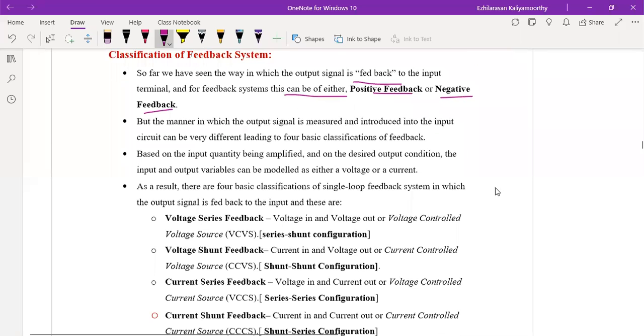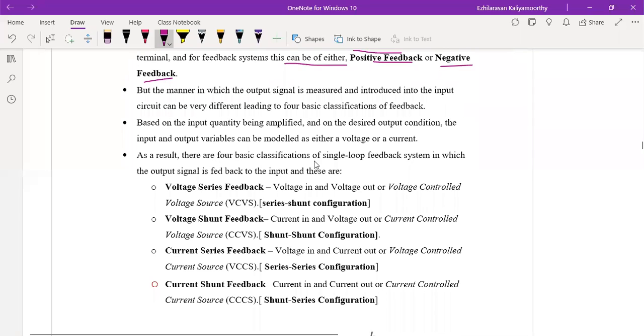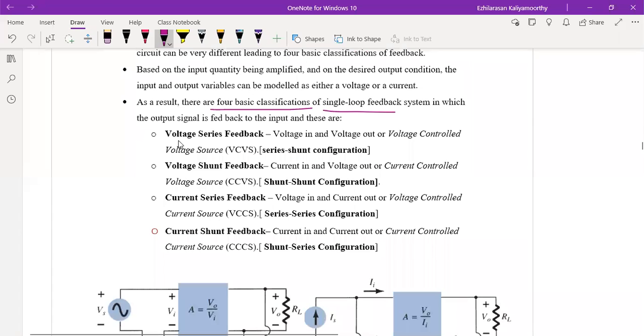There are four basic classifications of single loop feedback systems. So what are those four? One is voltage series feedback. Second is voltage shunt feedback. Third is current series feedback. Fourth is current shunt feedback. Voltage series feedback can otherwise be called voltage in, voltage out, or voltage controlled voltage source.